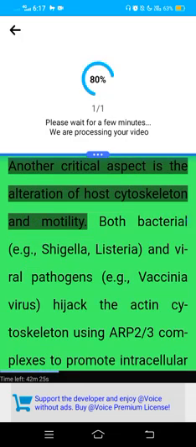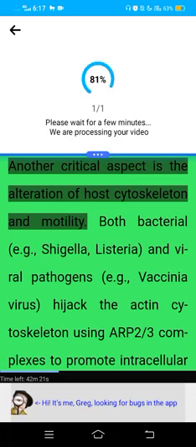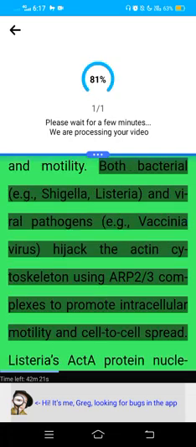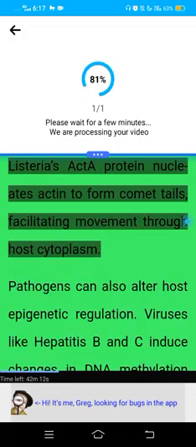Another critical aspect is the alteration of host cytoskeleton and motility. Both bacterial (e.g., Shigella, Listeria) and viral pathogens (e.g., Vaccinia virus) hijack the actin cytoskeleton using Arp2/3 complexes to promote intracellular motility and cell-to-cell spread. Listeria's ActA protein nucleates actin to form comet tails, facilitating movement through host cytoplasm.